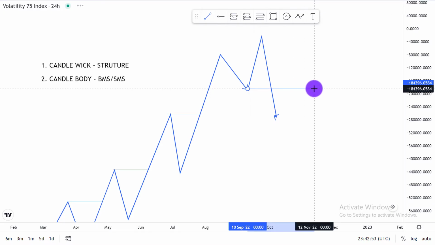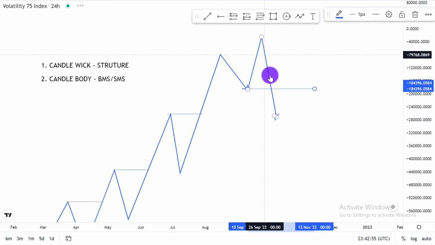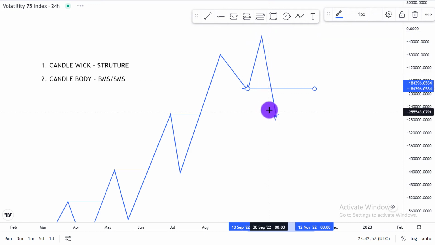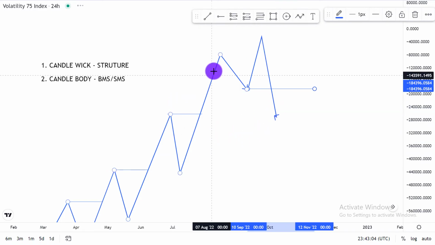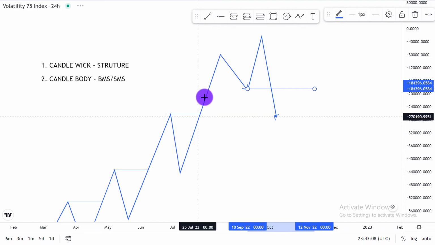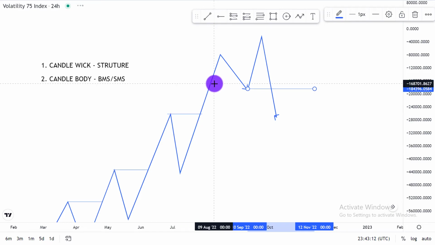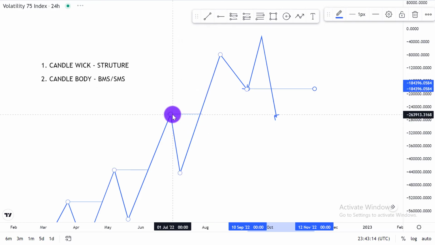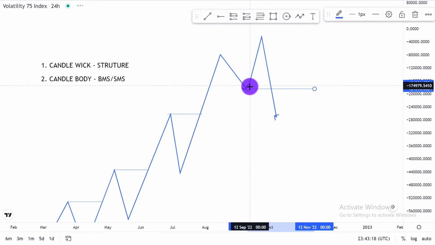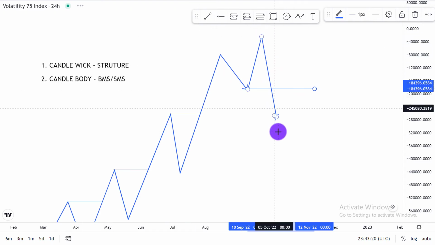So once the body of the candle, again, remember, it's the body of the candle that validates break of market structure, or shift of market structure, or change of character. It is break of market structure when price action is respecting the flow, breaking the previous high and respecting the low. So it's break of structure once the body closes above the previous structural high, not the candle wick. It is shift of market structure when price changes the entire trend.